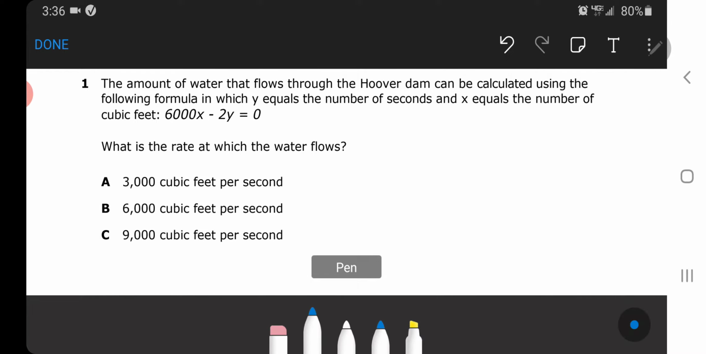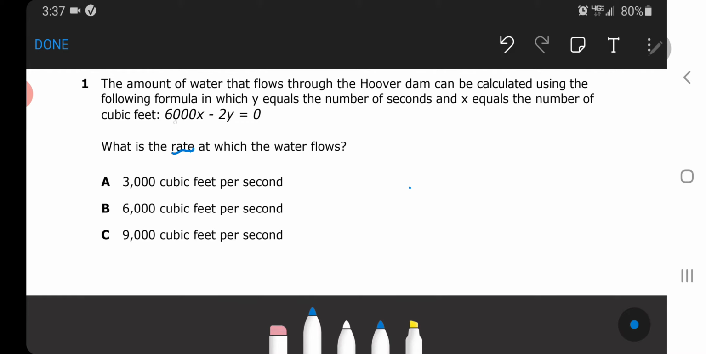So here it says, the amount of water that flows through the Hoover Dam can be calculated using the following formula, in which y equals the number of seconds and x equals the number of cubic feet. 6,000x minus 2y equals 0. What is the rate at which the water flows? So, pretty much the rate of change. So what we can do is find our slope.